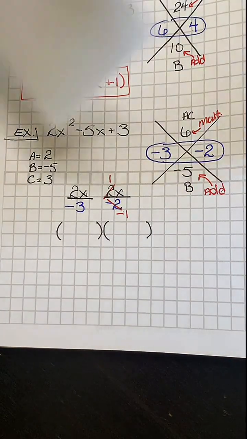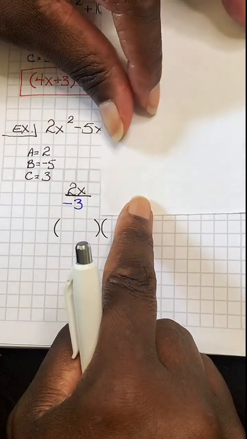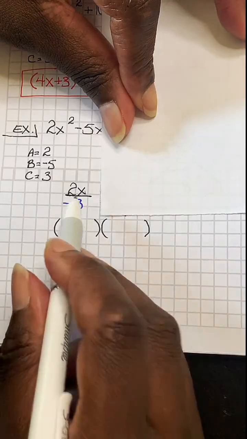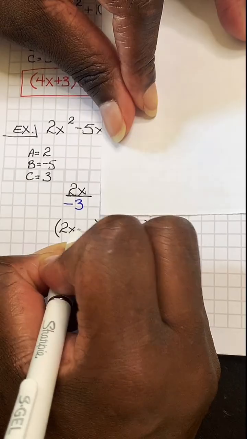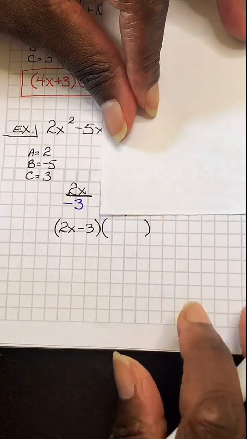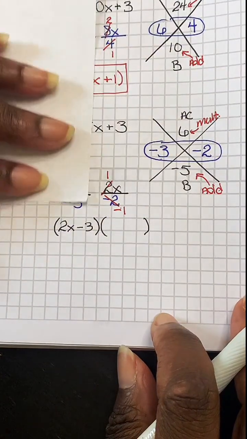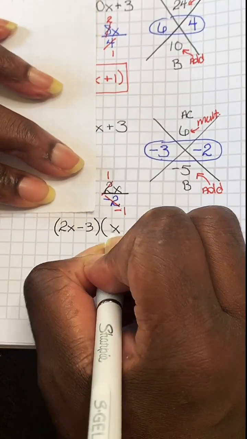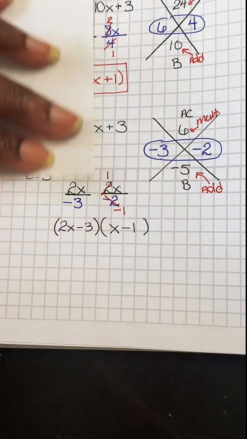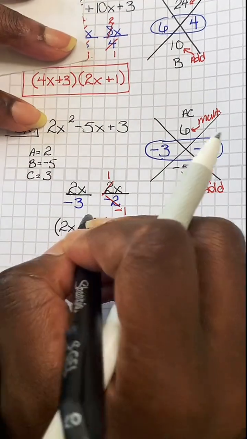So the first ratio is your first parenthesis. So 2x minus 3. And the second ratio is our second parenthesis, which is 1x, or you can just say x minus 1. That's your answer.